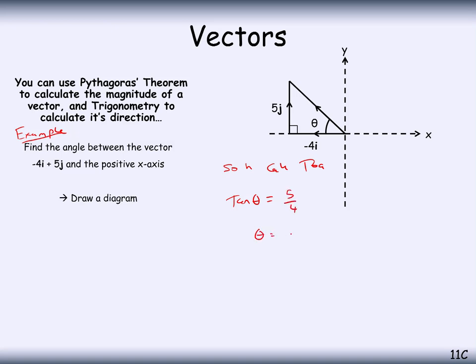So theta is tan to the minus 1 of 5 over 4, which is 51.3 degrees. So that's 51.3 degrees here. Now I need to find this angle here because that's what I'm looking for. The angle it makes with the positive x-axis. A straight line is 180, so I do 180, take away 51.3, that will give me 128.7.